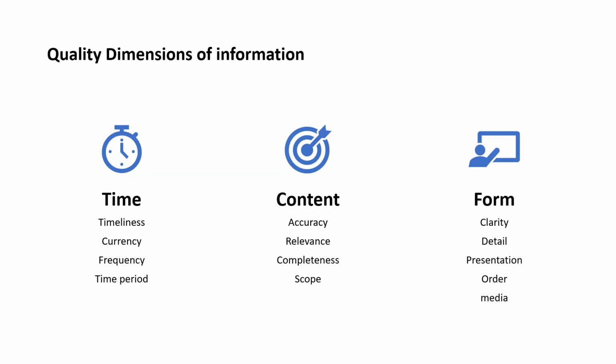Because when information is not accurate, maybe due to being distorted in one way or another, we bring about integrity issues as far as the organization is concerned. Relevance, information needs to be relevant to whoever entity is using that information or being transmitted to. Completeness, it should be complete, otherwise it will lead to inefficiencies, and then it should be of the right scope. Form, this is where you're talking of clarity, detail, presentation, order, and media.